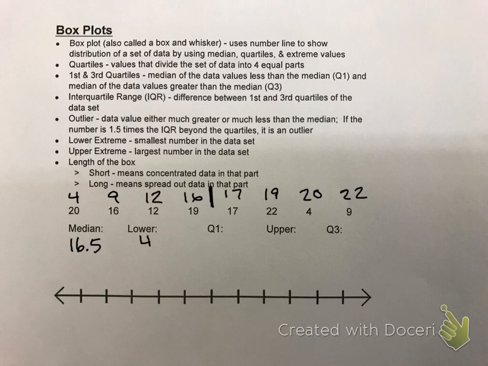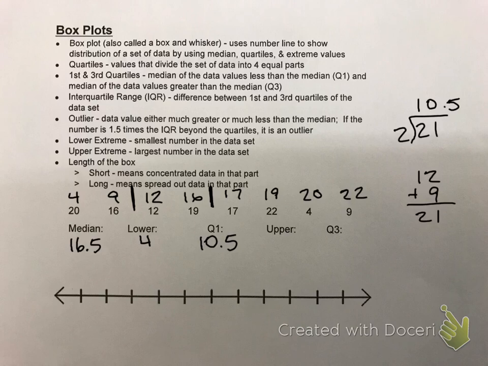Quartile 1, well, that is the median of every number to the left of the overall median. So quartile 1 is going to fall right in here in between 9 and 12. So again, we have to add 9 and 12 together and then divide that number by 2. So 9 plus 12 is 21. 21 divided by 2 gives us 10.5. So therefore, Q1 is 10.5.